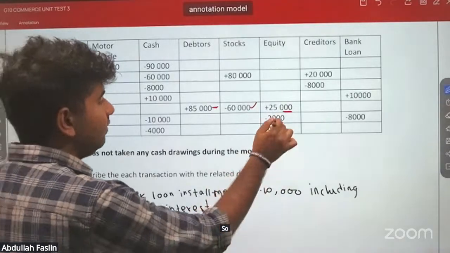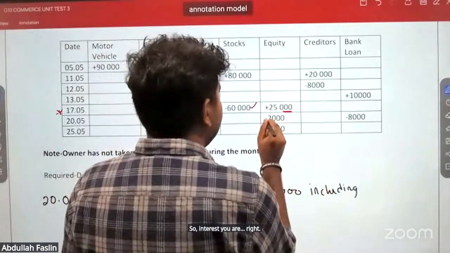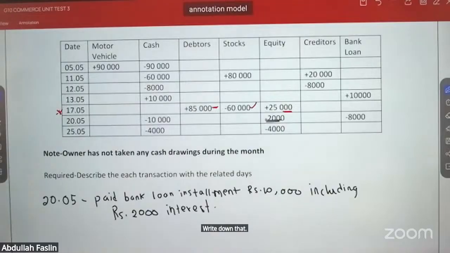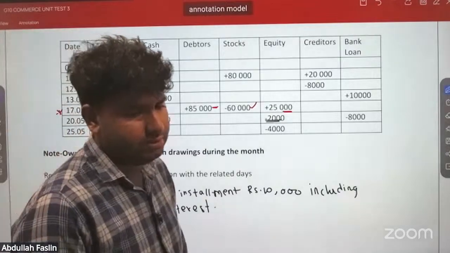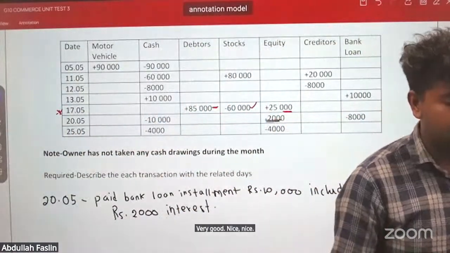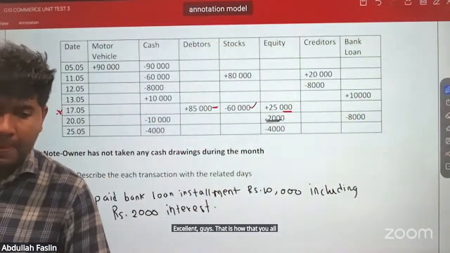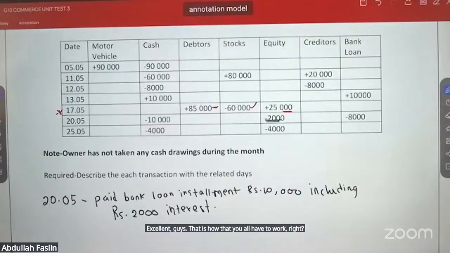So the interest, you can understand from the equity side. Write that down. Right, how many of you got this correct? Put a heart. Very good. Nice. Excellent, guys. That is how you all have to work, right? Very good.